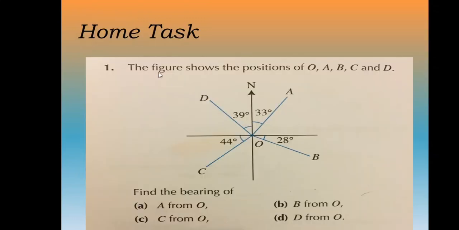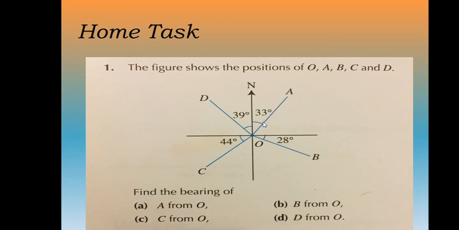This is your home task. You have to find the bearing of A from O, B from O, C from O, and D from O. For this, all the bearings are from O, so we use the north at O. The bearing of A from O is this one. The bearing of B from O is from the north at O to B. We will measure this angle.